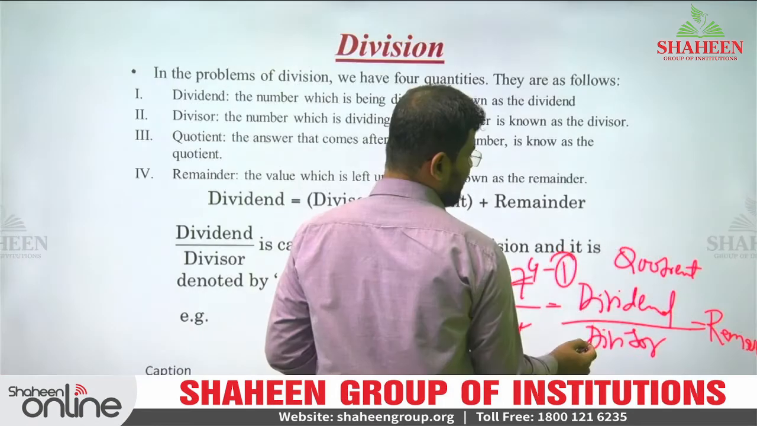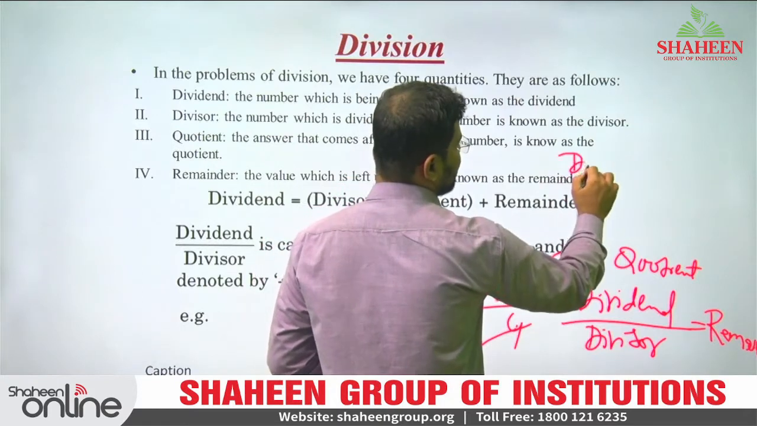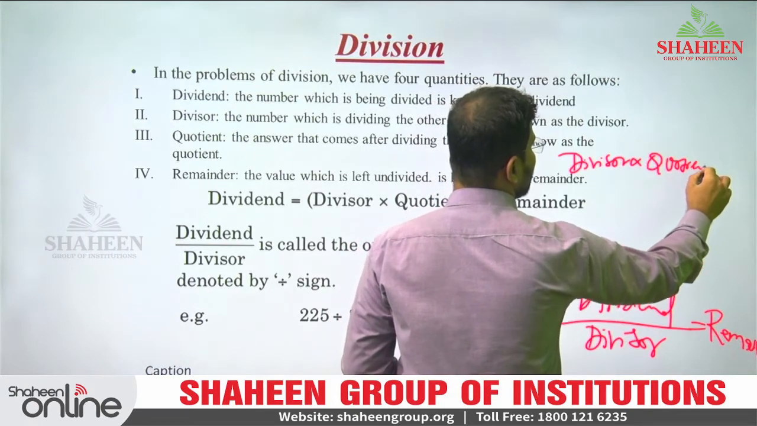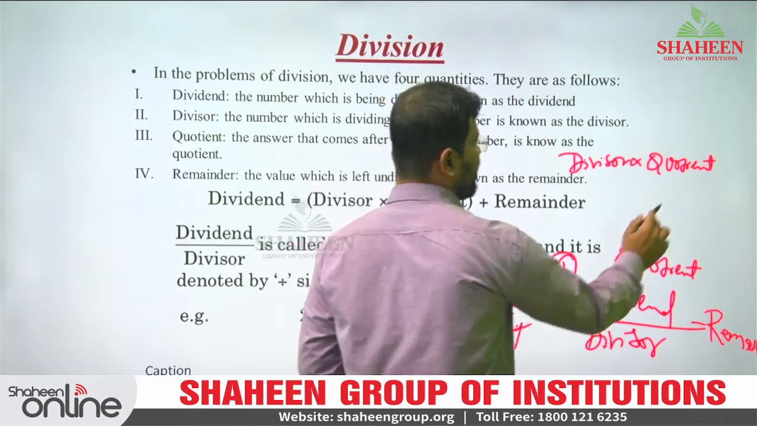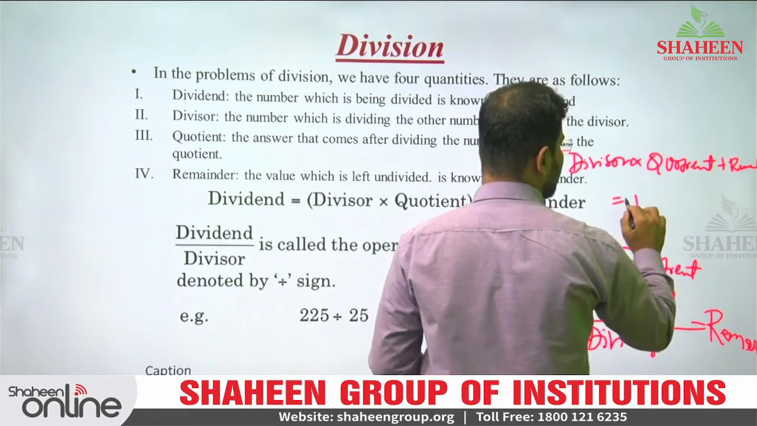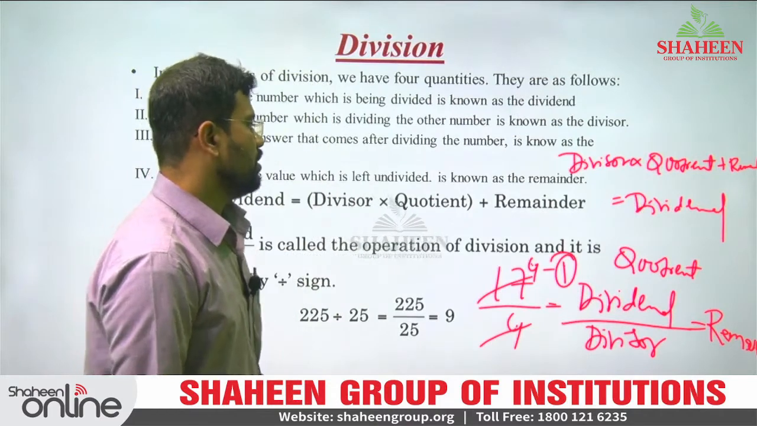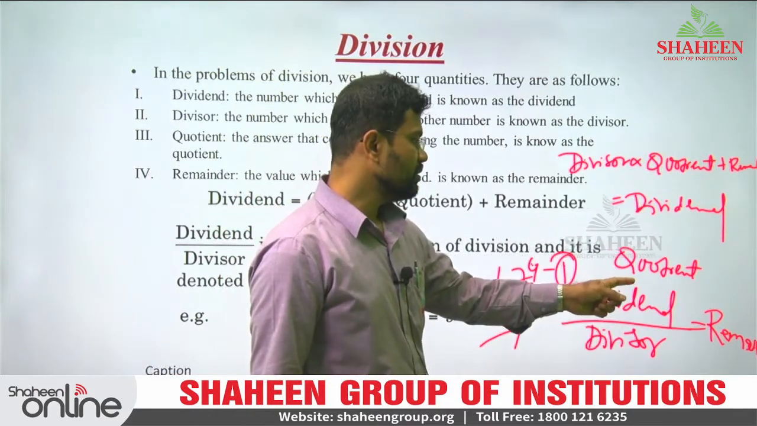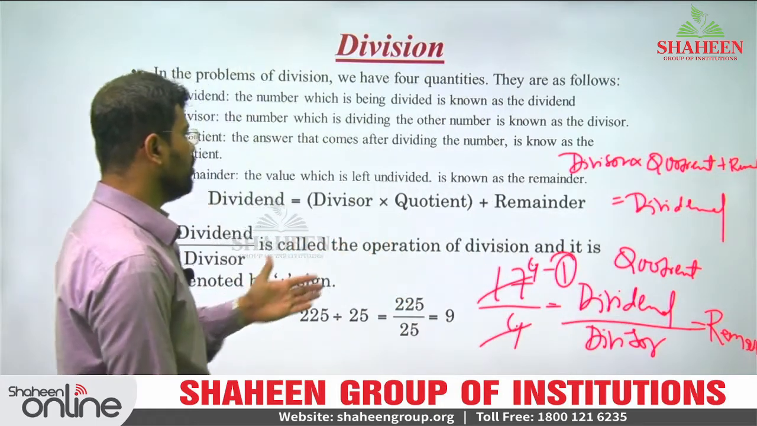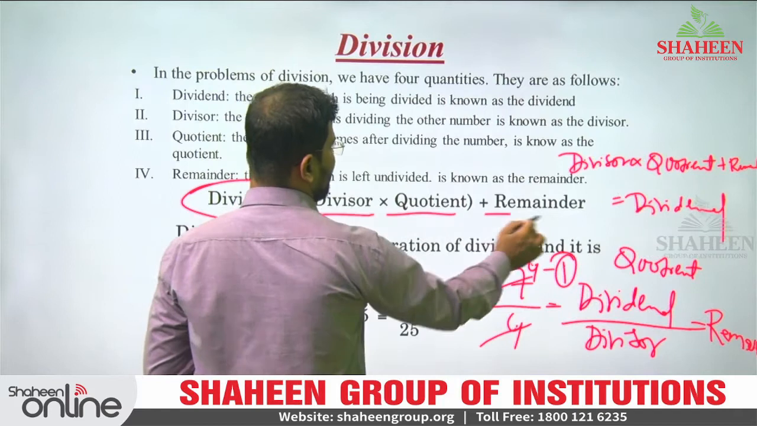Now look here, 4 into 4, so divisor into quotient plus remainder is equal to dividend. So divisor into quotient plus remainder is equal to dividend. This is how we need to define it. This is very, very important: dividend equals divisor into quotient plus remainder.